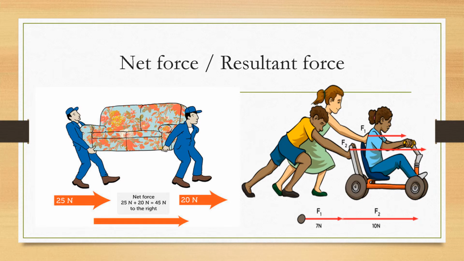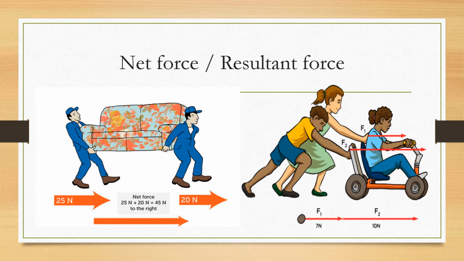What is the net force or the resultant force? When more than one force is acting on the object, the net force will be decided. If more than one force is acting in the same direction, then the net force is the addition of all the forces. For example, two men are carrying a sofa. One man is exerting 25 Newton force and another man is exerting 20 Newton force. The net force is the addition of both, 25 Newton and 20 Newton, that is 45 Newton.